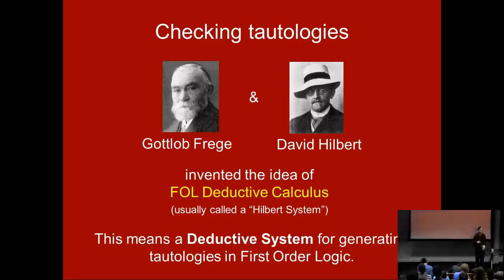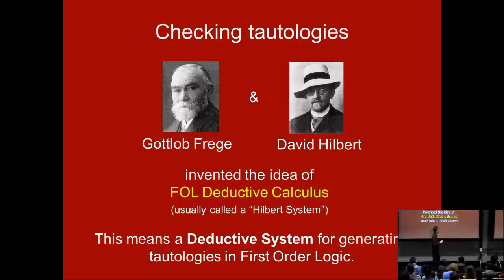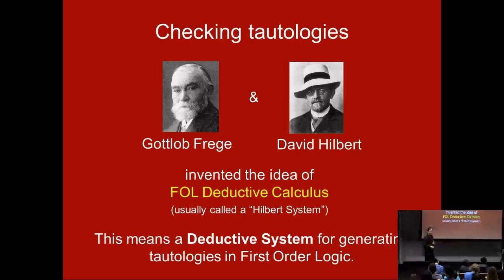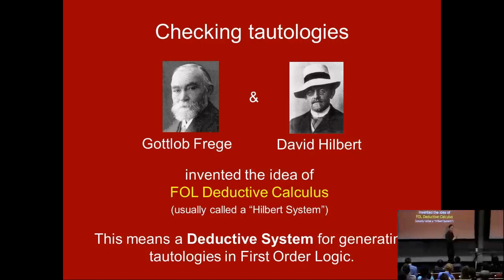Yeah, so this gets at the whole program that was started in the early 20th century to try to formalize all of math. So these two people, Frege and Hilbert, had an idea for how you might try to check if something is a tautology. And they invented this idea, which is usually called Hilbert's system, which is a bit unfair because Frege also invented it. So we'll call it first-order logic deductive calculus. I'm not going to exactly define it, but I want to give you the idea. It's some kind of deductive system for generating tautologies in first-order logic.